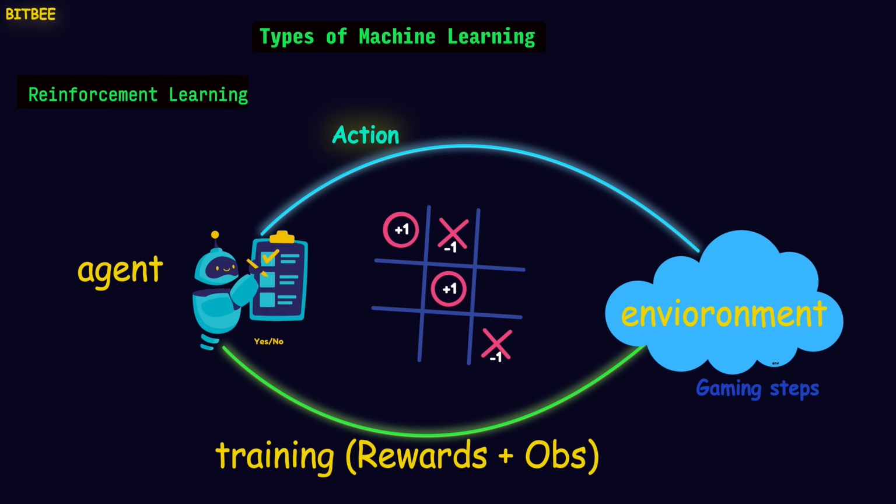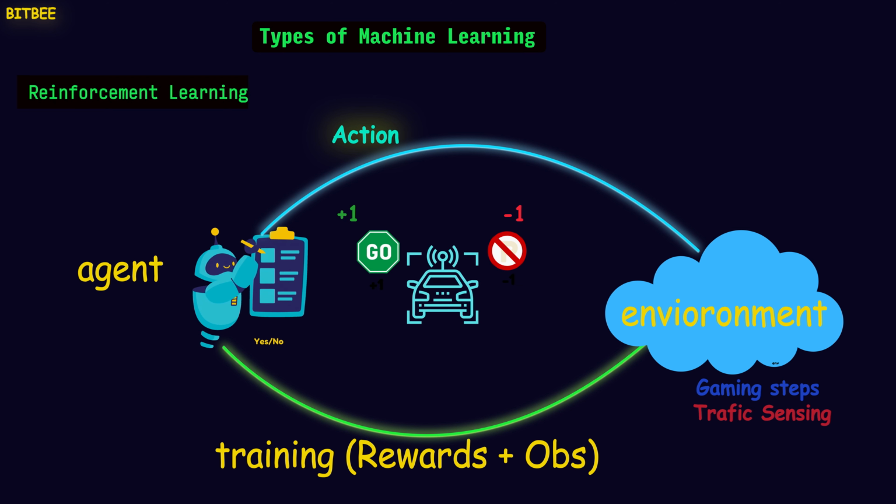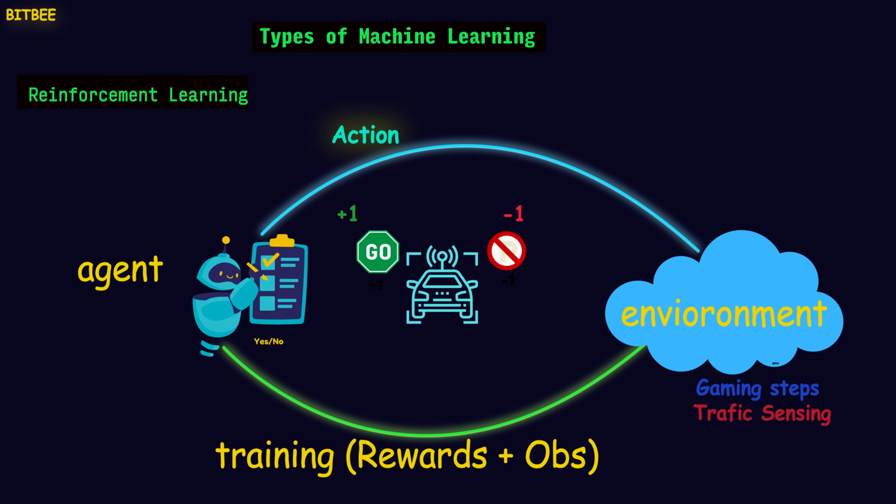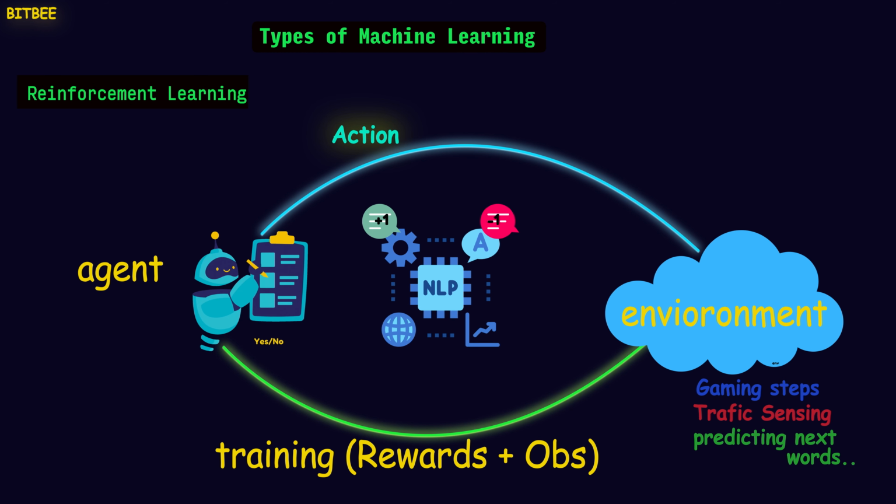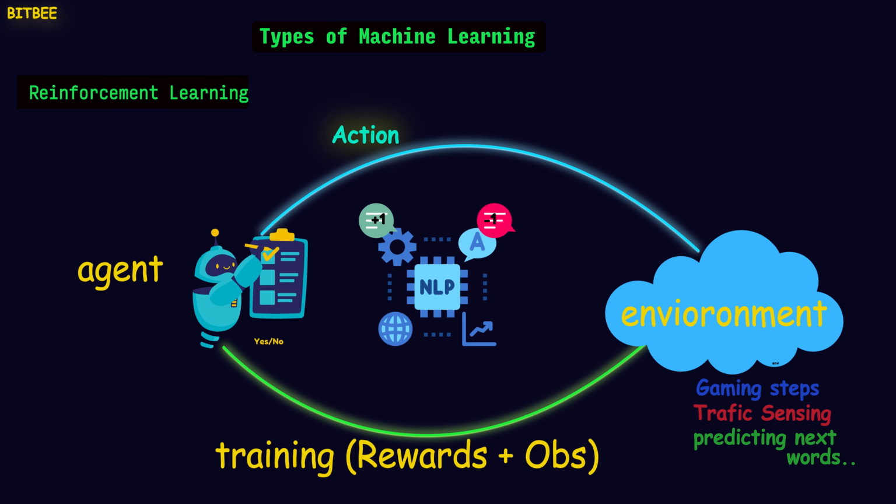If you take the example of a computer player which plays against a human, the computer is trained through the game through repetitions, and then it improves itself over time. Similarly, other examples like traffic sensing and a chatbot predicting the next words we are going to type; there are so many examples of reinforcement learning.